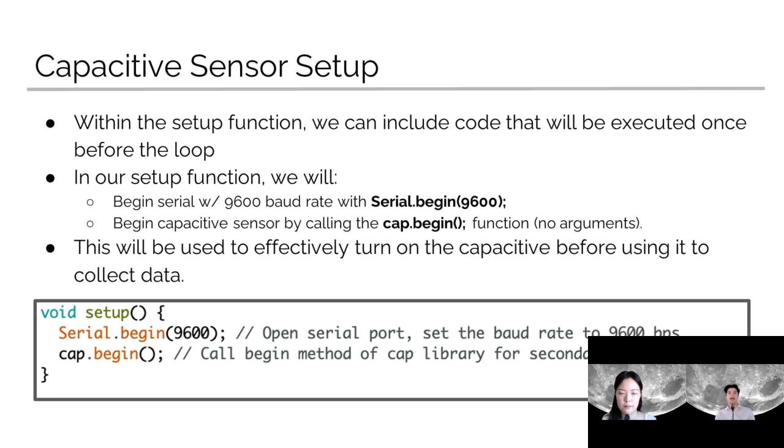Perfect. Now that we have that object initialized, we can move on to the capacitive sensor setup. How would we go about setting up our sensor? We will do that in the setup function, which is only executed once. We do that by beginning the serial communication, setting the baud rate to 9600 using the Serial.begin function. Next, we begin the capacitive sensor by calling the begin function on the capacitive object that we have set up. Doing this will turn on the capacitive sensor before using it to collect data.